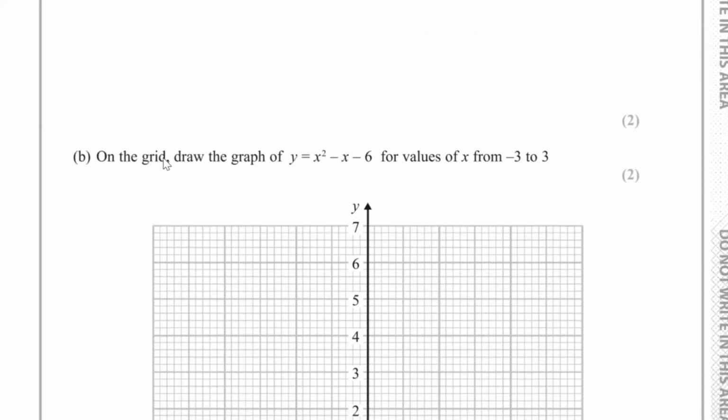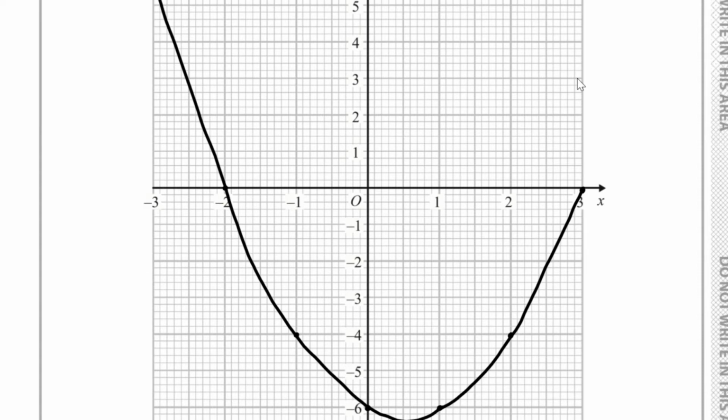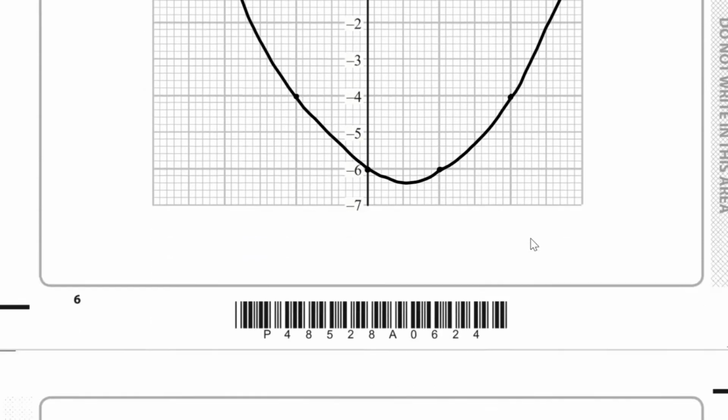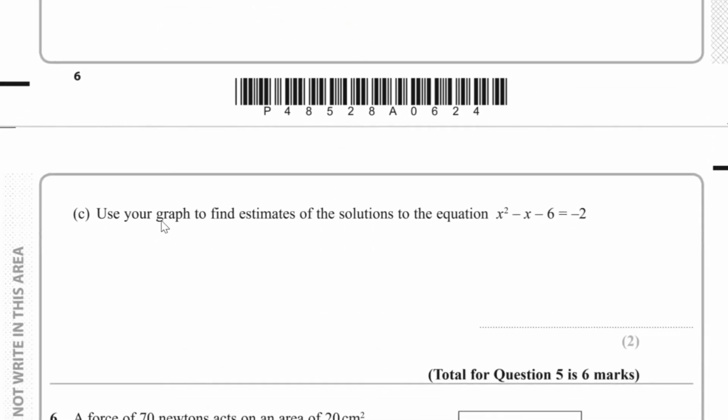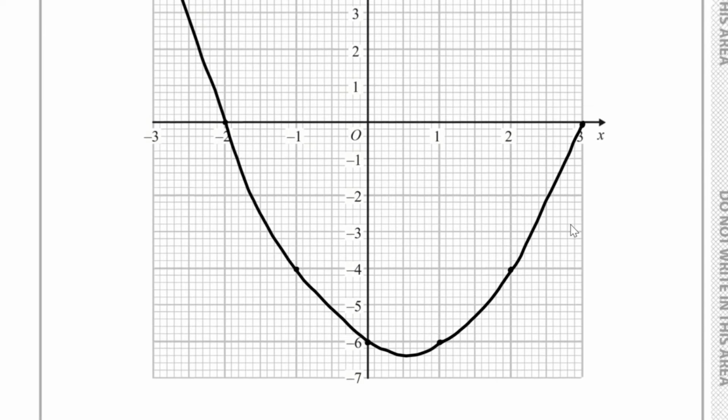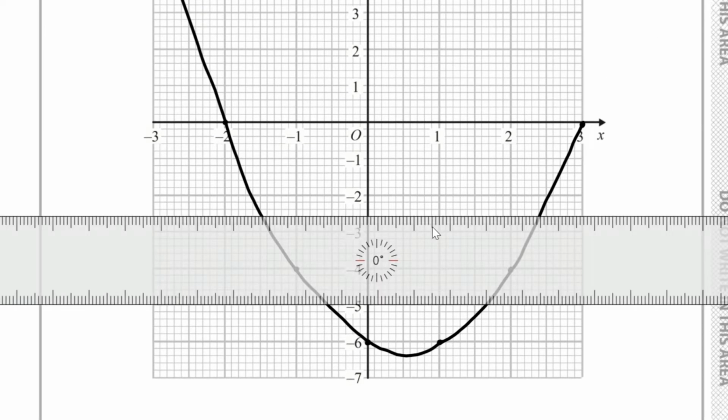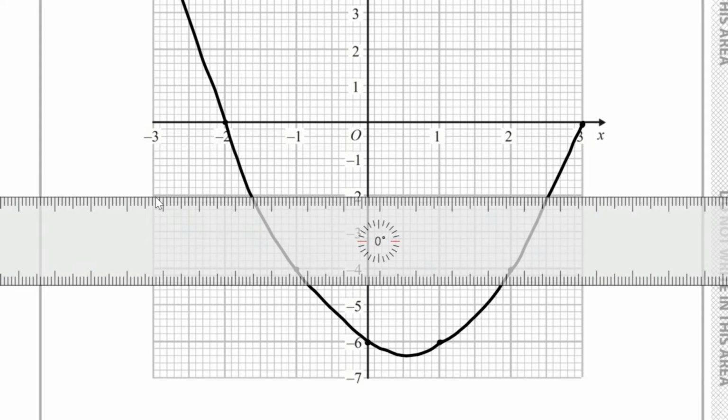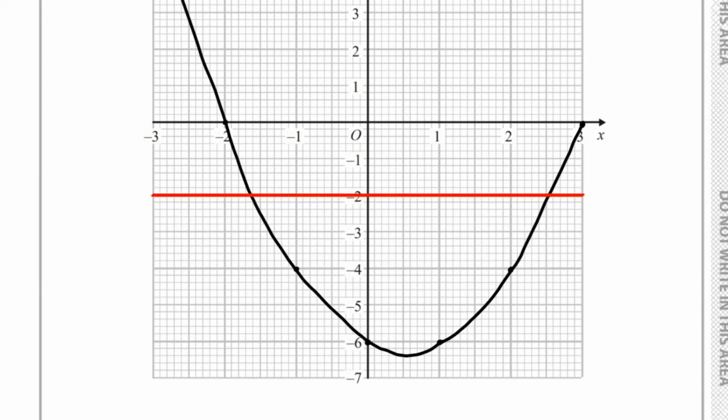And then, for part B, on the grid, we have to draw the graph of y equals x squared minus x minus 6 between -3 and 3. Well, here we've got our graph between -3 and 3. And then for part C, we have to use our graph to find estimates of the solutions to the equation x squared minus x minus 6 equals -2. Well, let's first of all draw the line y equals -2. That's shown here. And what we are doing is finding out where the graphs intersect.